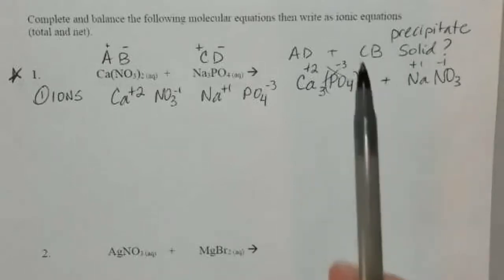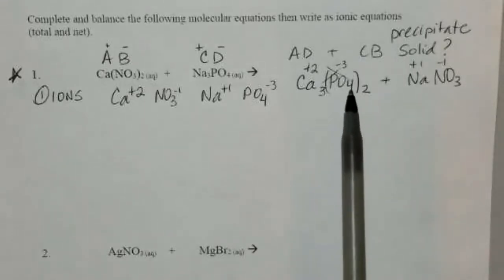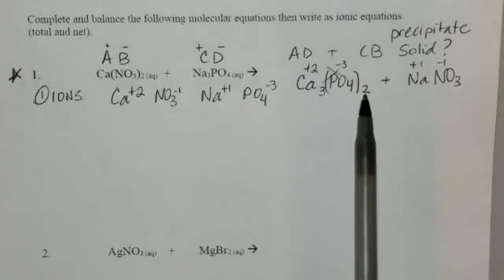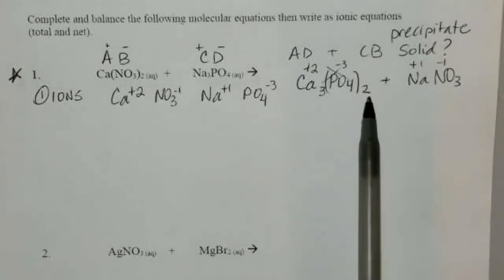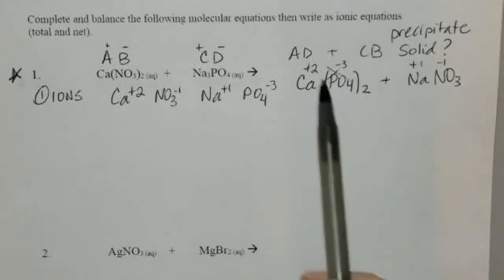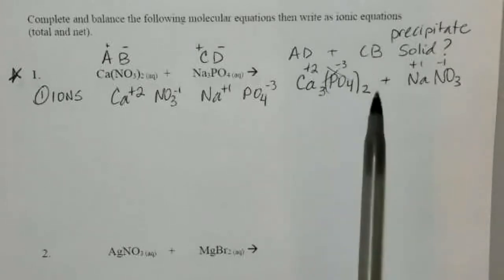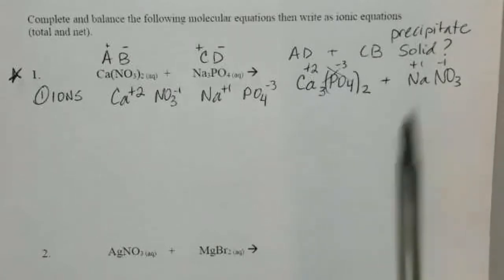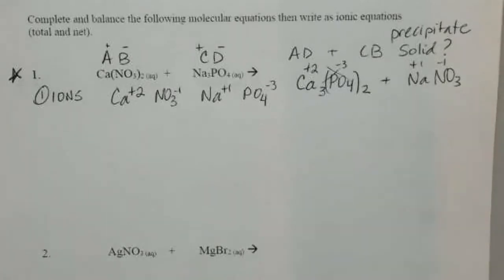You have to just recognize that 4 in phosphate won't go anywhere because that's part of phosphate. But I need that 2 now to balance out the charge on the calcium. And calcium has to have a 3. I've got a +6 balancing now with a -6. The sodium nitrate is 1 to 1 because it's +1 -1. All right, so I've got my products. I haven't balanced the equation yet, but that's okay.